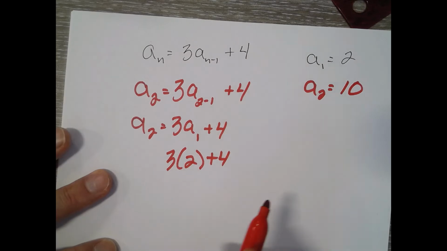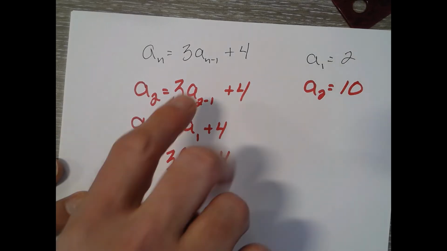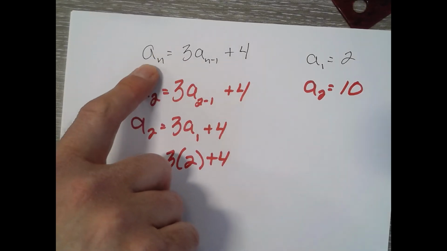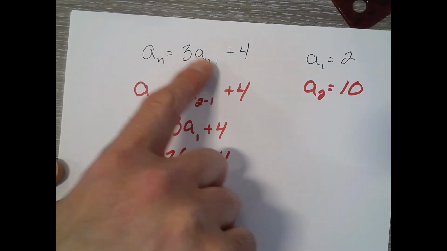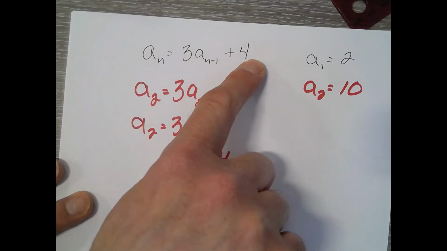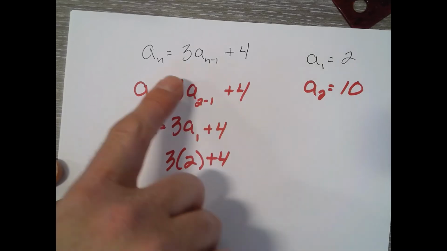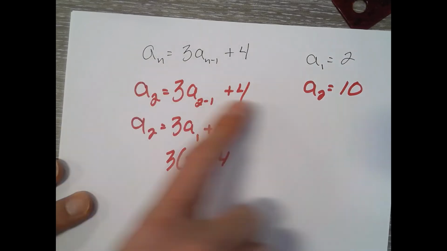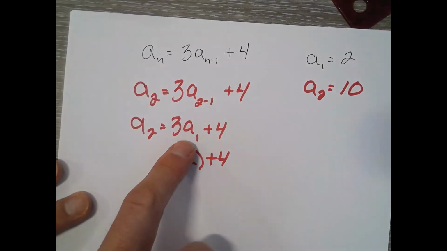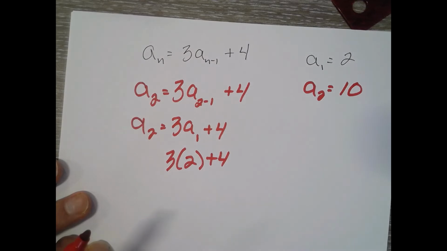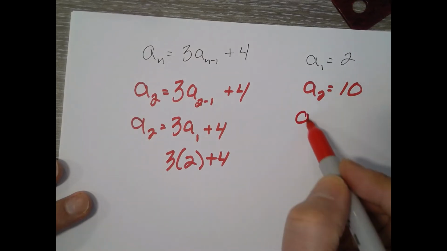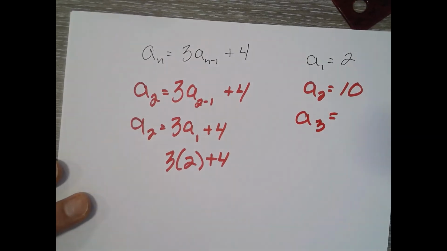So you can kind of think of it as, to get the current one, you just multiply the previous one times 3 and add 4. If you want to, you can put numbers in for n, and it kind of lays out the math for you, and you can substitute in what you know. So what would a sub 3 be? The third term. Don't say it. See if you can figure it out.